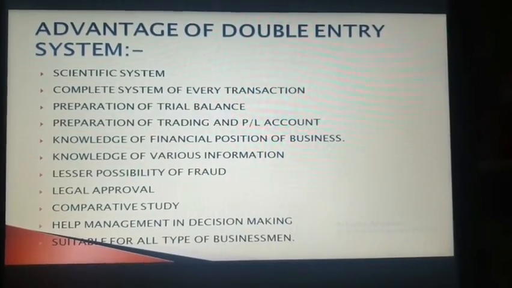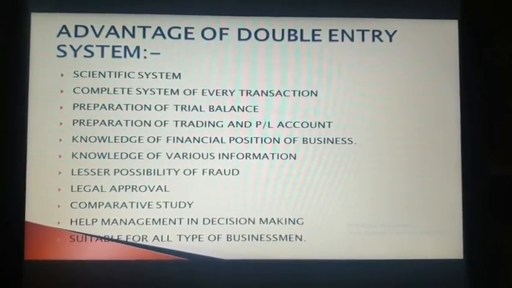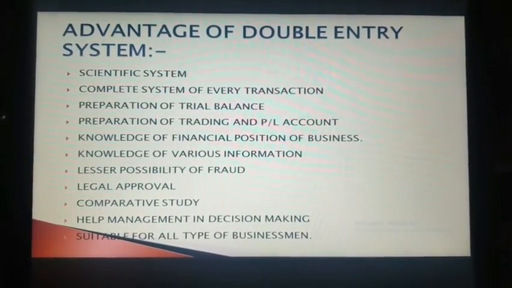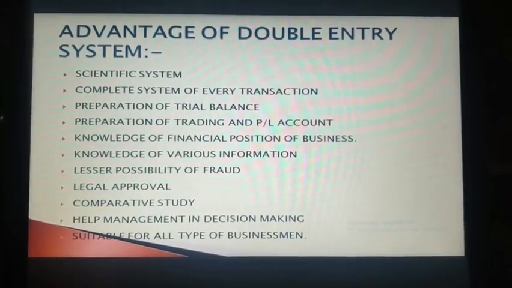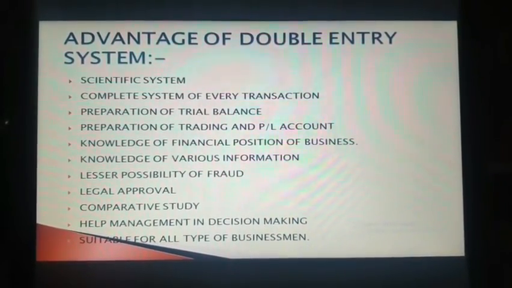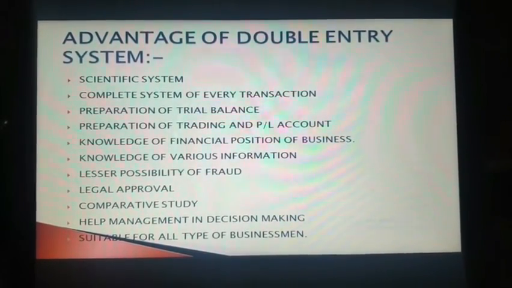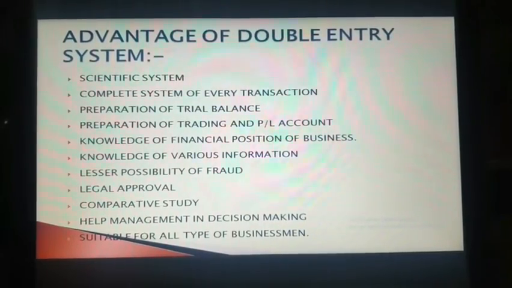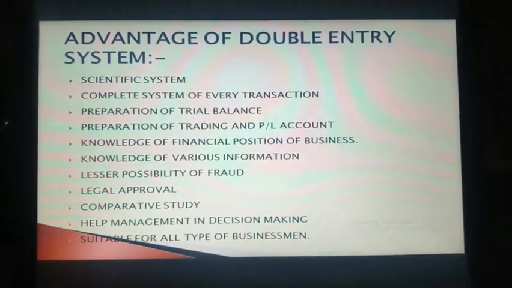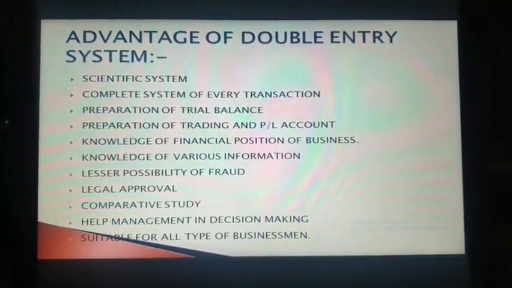Because in double entry system, the transactions are recorded on the basis of certain specified rules. And what are these specified rules? That is called personal, real and nominal. Second, complete system of every transaction. In double entry system, all transactions, whether related to personal, real or nominal, are recorded in the books of accounts and in chronological order, that is called date wise.